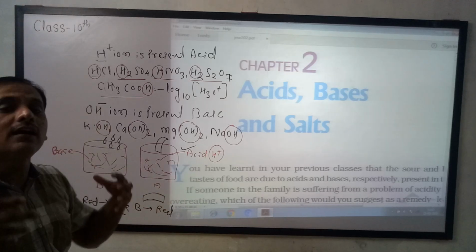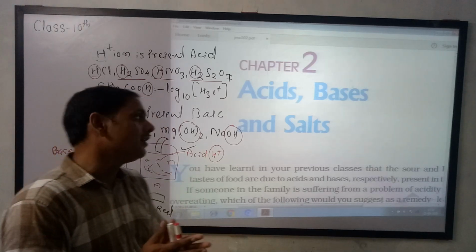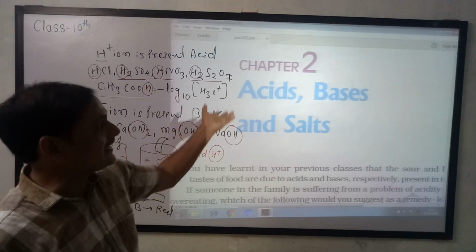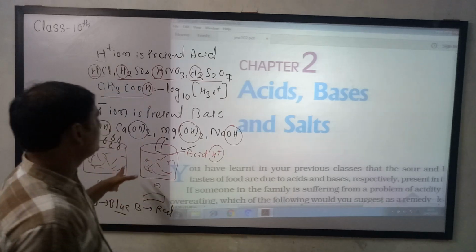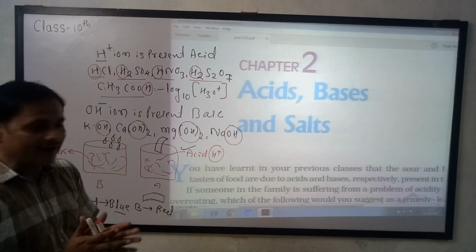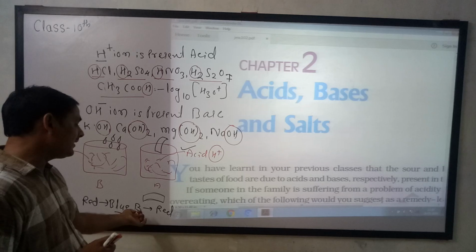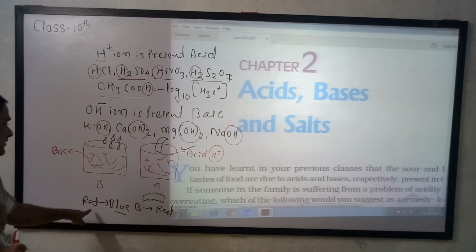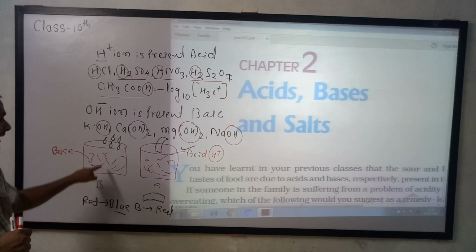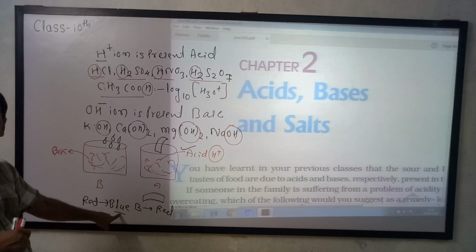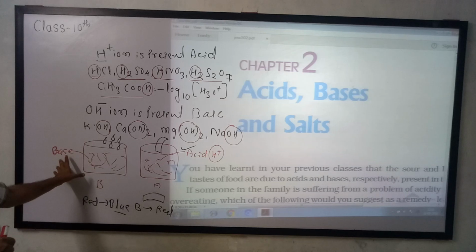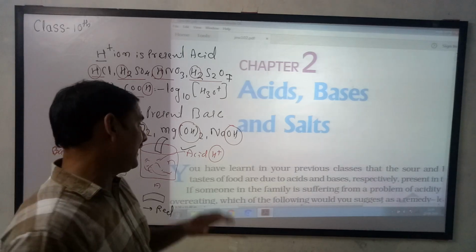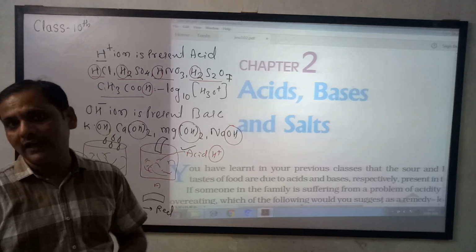And we have discussed the indicator. Indicator means how to identify, how to check whether a solution is acidic or basic. So we have used two types of indicators. First is the litmus paper. Suppose blue litmus paper turns red, so this substance is acidic. Suppose red litmus paper turns blue, so this substance is basic. We have also discussed two types of liquid indicators, just like phenolphthalein and methyl orange.